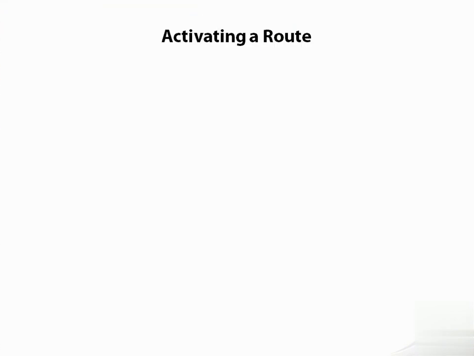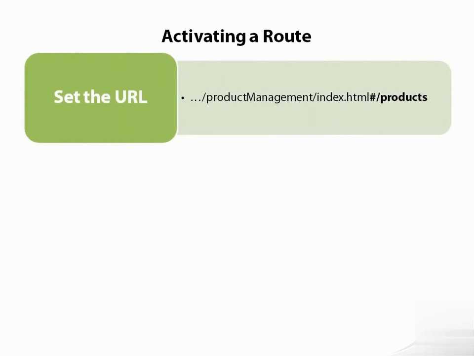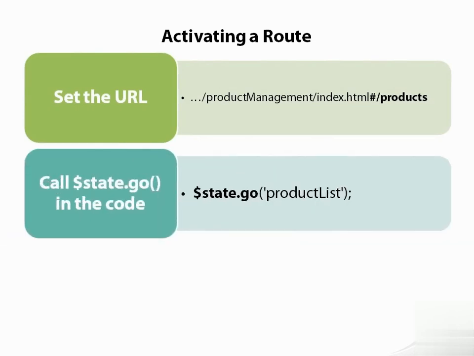Now that the routing is configured, let's look at the 3 basic ways to activate a route and navigate to a view. One option is to navigate to the state's URL. That's how we displayed the product list view. We defined a default URL, and UI Router navigated to that URL. This activated the state and displayed the associated view. Another option is to activate a state with code using $state.go. $state.go activates the defined state. We'll use $state.go later in this course.